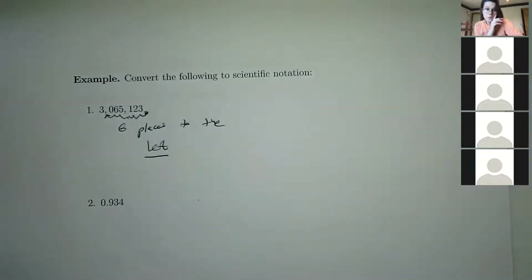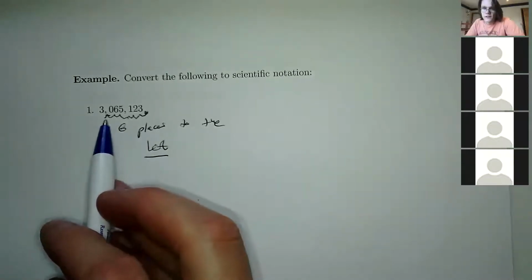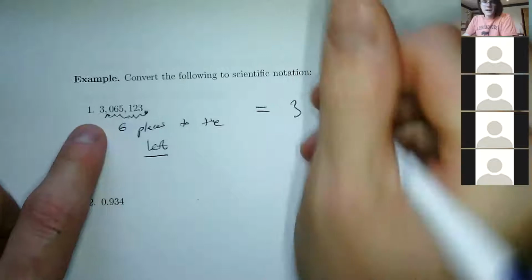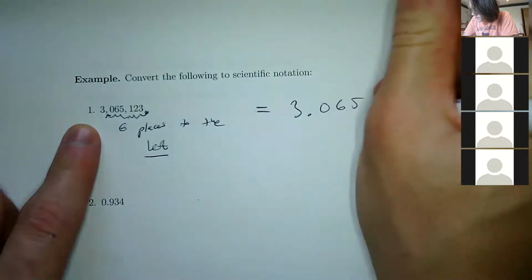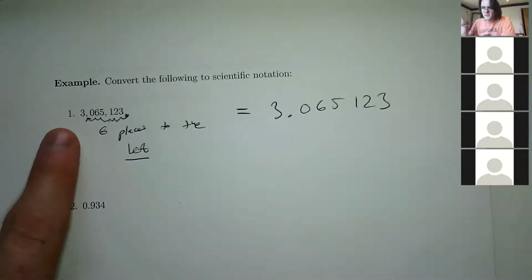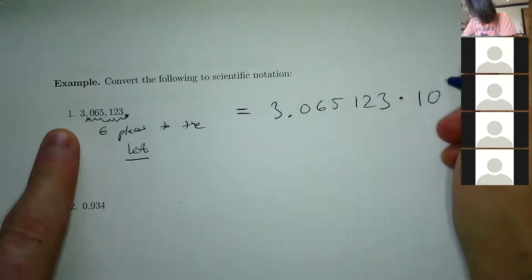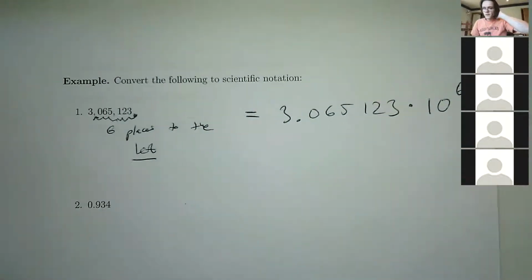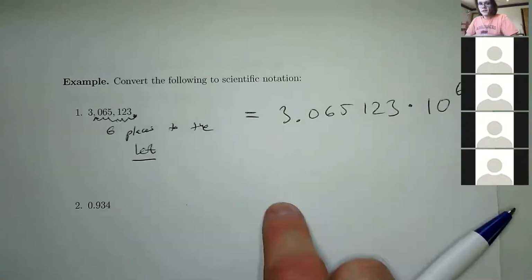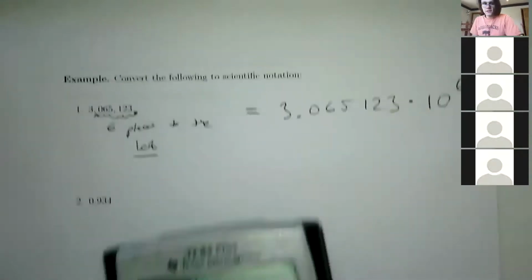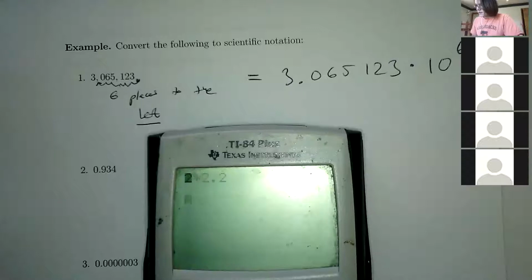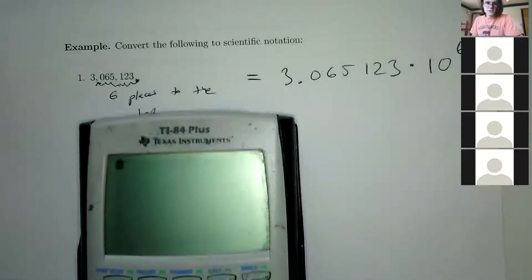Now, why are we moving it specifically 6? Because I want the decimal to be right after the 3. So I can write this as 3. and then I left the decimal place right after the 3, so it's going to be 3.065123. And then I said I moved it 6 places, so that's times 10 to the 6. So this number is exactly this. If I were to multiply this out in my calculator, I should get 3 million. We can check. Again, this might put it in scientific notation, which doesn't help us, but we'll see.